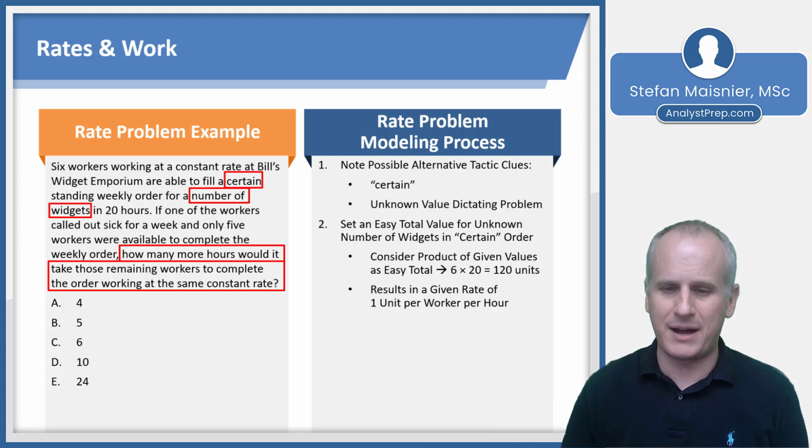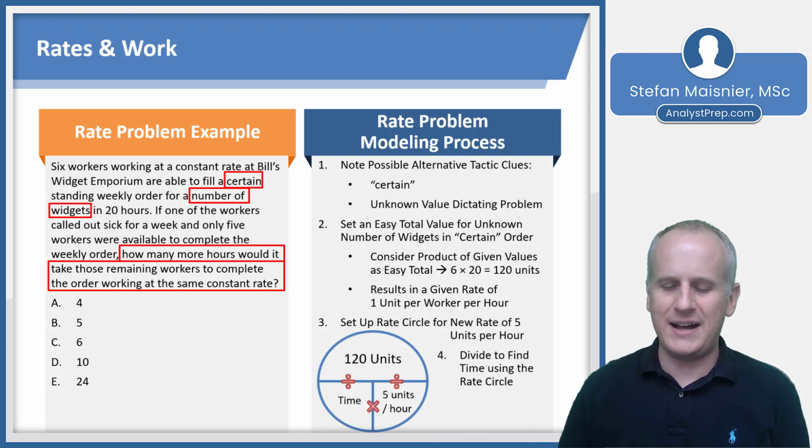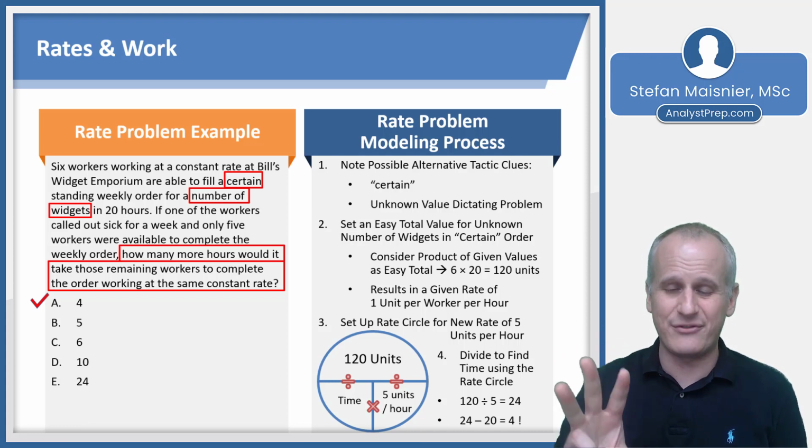This is the easiest model we can do for a rate circle. So we're going to set up a rate circle for the new rate of 5 units per hour, because now we lose one of our workers. So we just have to divide that 120 units or widgets by the 5 units or widgets per hour to find that 120 divided by 5 is once again 24 hours. And 24 minus 20 is again still 4. So there are 3 different ways to work this one rate problem.